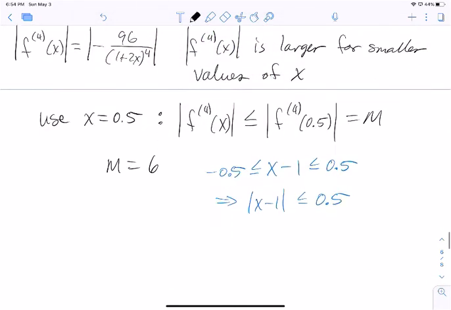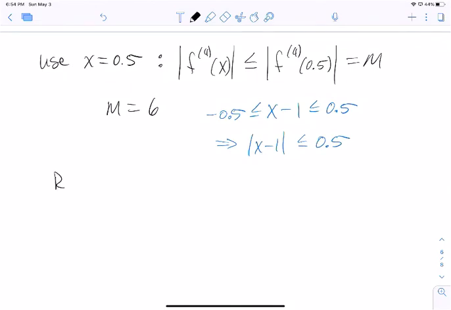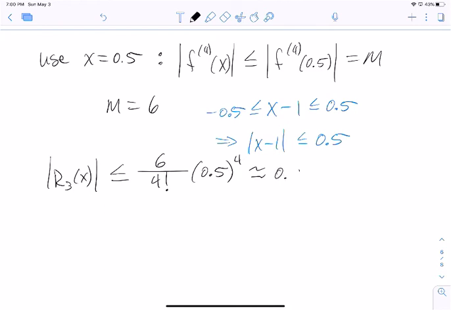We can now put this together. We can say that in magnitude, R sub 3 of x is less than or equal to M, which is 6, divided by 4 factorial, that's (n plus 1) factorial. And since the absolute value of x minus 1 is less than or equal to 0.5, we're going to use that 0.5 to the fourth power in place of the absolute value of x minus a to the n plus 1. This is approximately 0.015625.